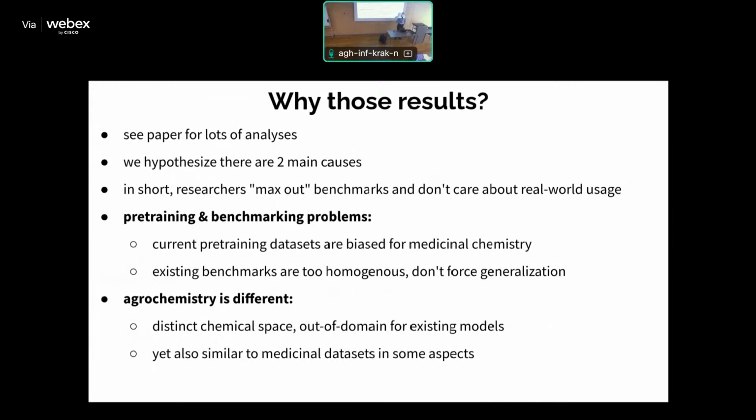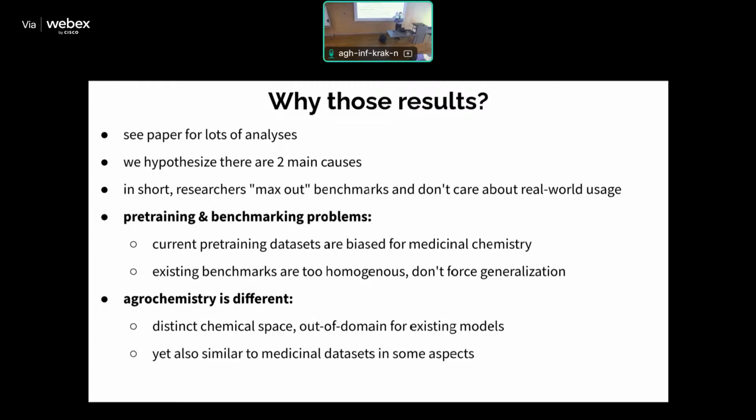And there are also two possible other explanations for those results. Firstly, that pre-training neural networks is hard. Secondly, that they are just maxing out benchmarks, right? You write a machine learning paper, you max out the benchmark. They are typically from medicinal chemistry. You max out the benchmark, you push out the paper. And the algorithm doesn't work in the future, but you have the paper, right? It's not a positive thing, don't do that, but people do that.